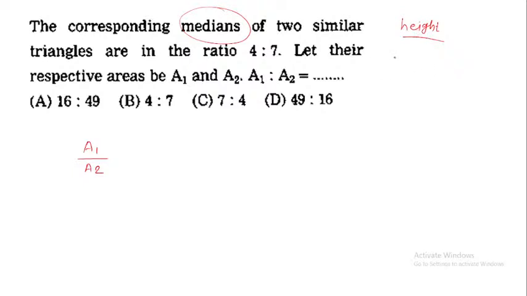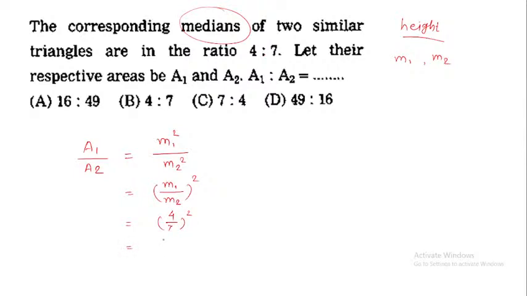So let us suppose M1 and M2 are the medians of those two triangles. The ratio of their areas must be equal to M1 square divided by M2 square. Now this time we are given the ratio M1 divided by M2, because the corresponding medians of similar triangles are in the ratio 4:7. So we can write (M1 divided by M2) whole square, that is (4 divided by 7) whole square.